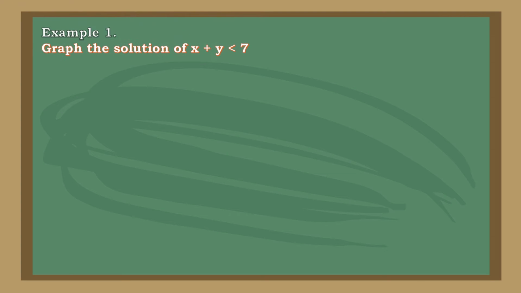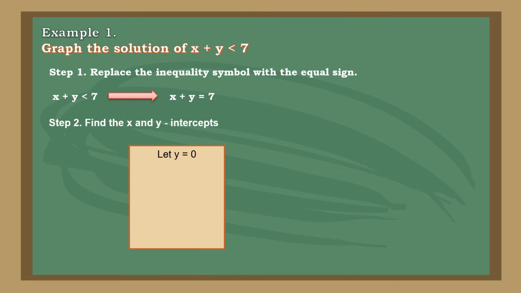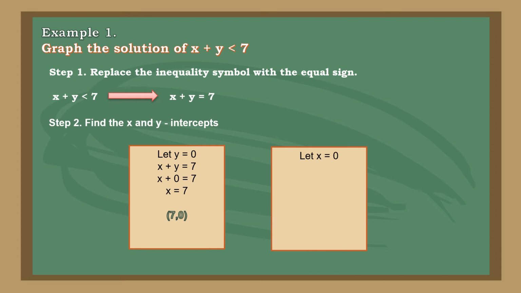Let us have an example. Graph the solution of x plus y is less than 7. Step 1. Replace the inequality symbol with the equal sign. So x plus y is less than 7 becomes x plus y equals 7. Step 2. Find the x and y intercepts. In finding the x-intercept, let y be equal to 0. So x plus y equals 7. Substitute. x plus 0 equals 7. So we have x equals 7. Our first point is (7, 0).